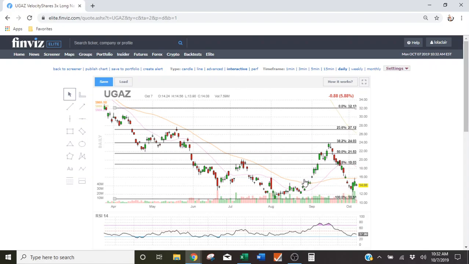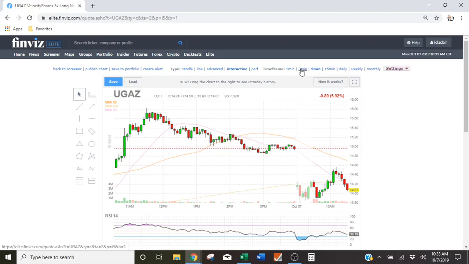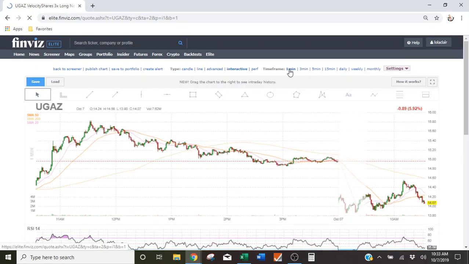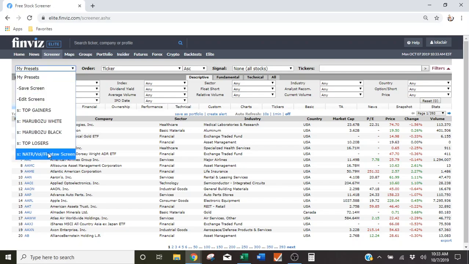And you also have your SMAs already set up there, which is also good information for you. Right now it's on the daily. You can click on the 15-minute chart to see what that looks like, the 5-minute chart, the 3-minute chart, 1-minute chart. So there you have it. This is the top loser.